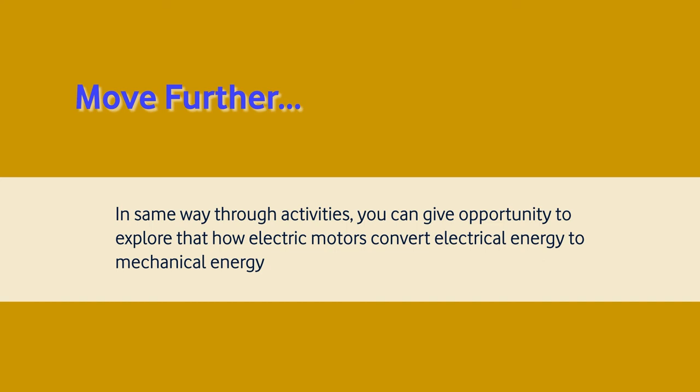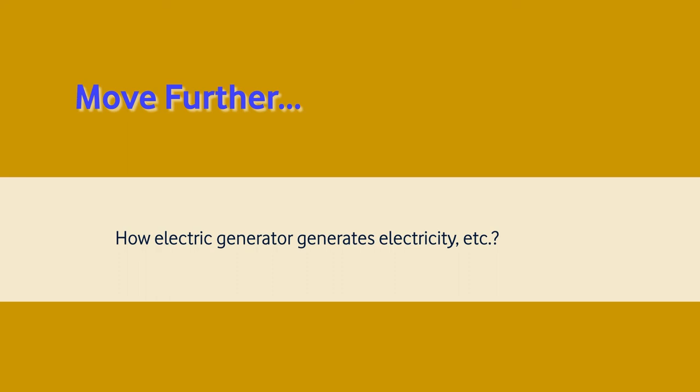Like this, you need to engage your learners to explain various concepts. In the same way, through different activities, you can give opportunities to explore how electric motors work, how they convert electric energy to mechanical energy. You can ask your students to explore the possibilities of how they can demonstrate electromagnetic induction, how it works, what the examples are at their home, in their kitchen, and how an electric generator generates electricity. Many, many concepts are there which you need to explain at secondary level in your class through different activities.